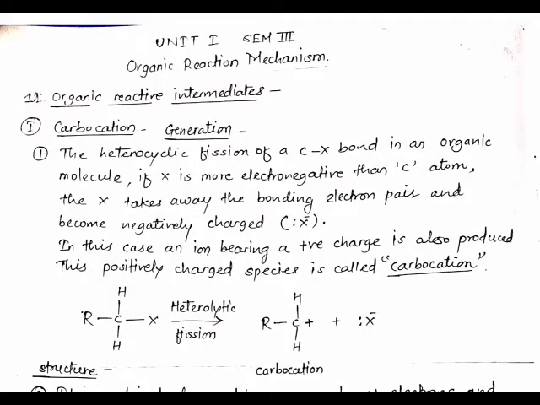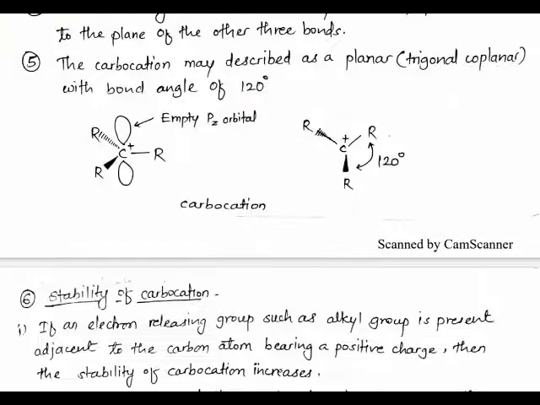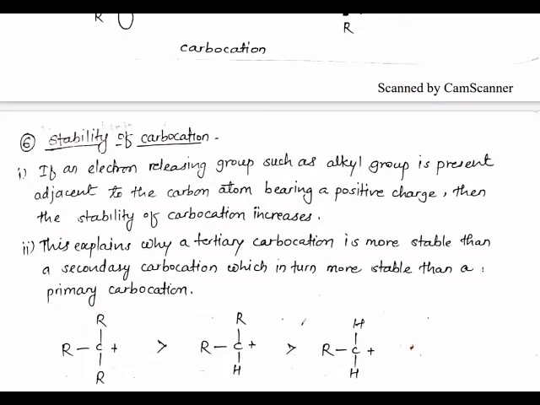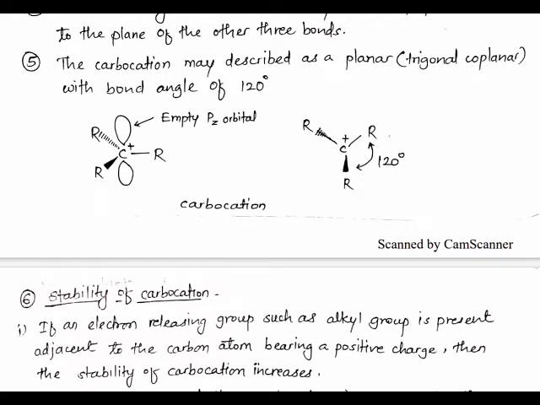From the last two lectures we have been discussing organic reaction mechanism, and in the last two lectures we were already discussing the carbocation. We have already done the generation of carbocation, the structure of carbocation, and then the stability of carbocation. A carbocation is a trigonal planar species containing a positive charge on carbon. All three bonds are in one plane, and one unhybridized empty pz orbital is perpendicular to that plane, meaning perpendicular to those three bonds, and the bond angle between two bonds is 120 degrees.